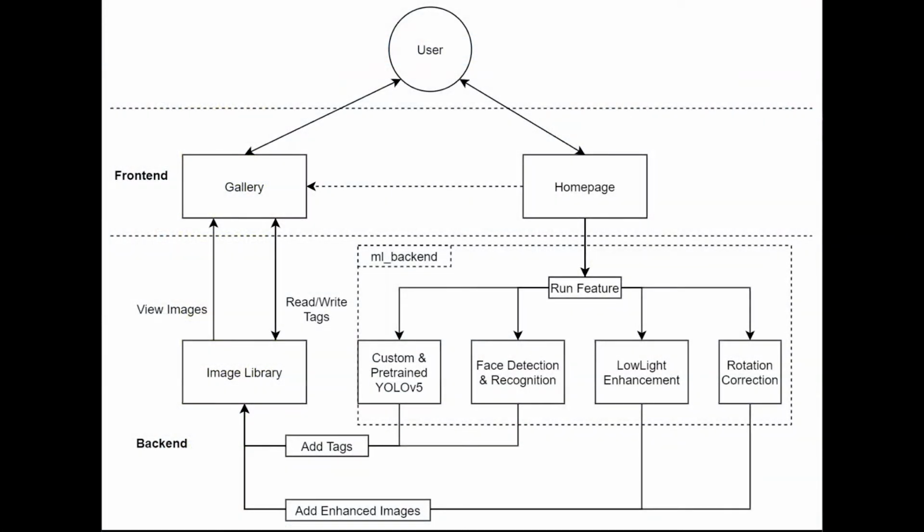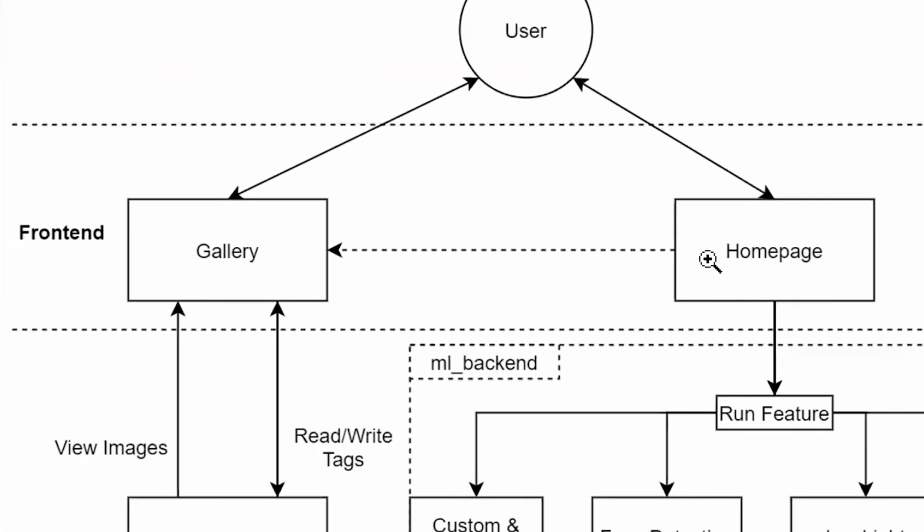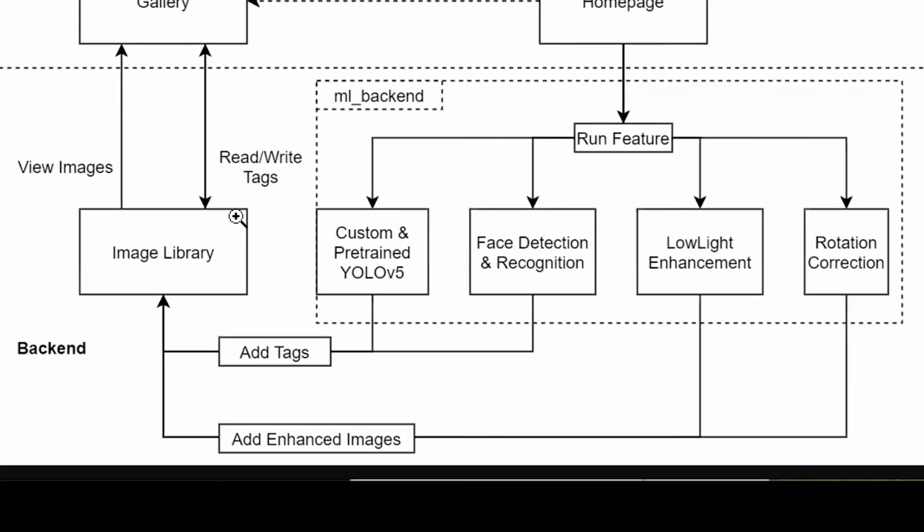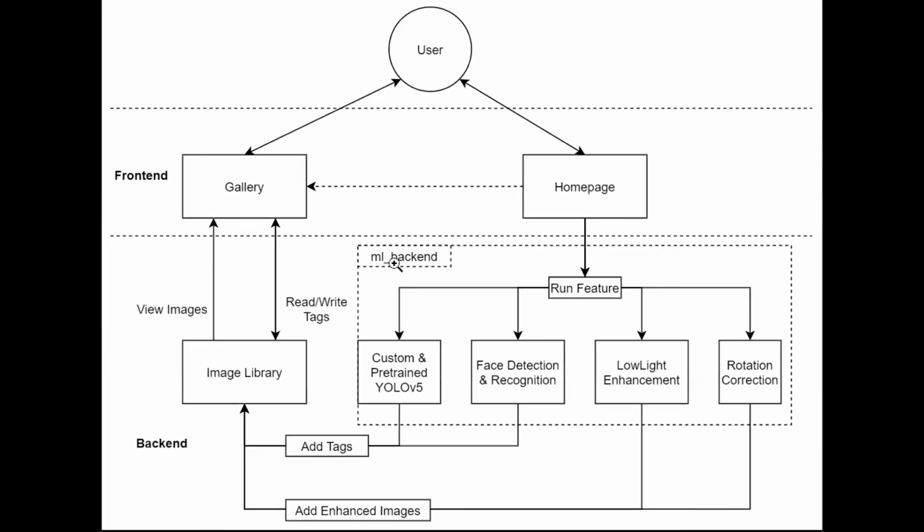Here's a walkthrough diagram showing the structure of our app. The app is separated into two parts, which are the front end and the back end. In the front end, we have a home page and a gallery page as our main pages where the user can interact with our application. As for the back end, we have a class named Image Library to store images and their tags, and a package named ML Backend to hold our machine learning models.